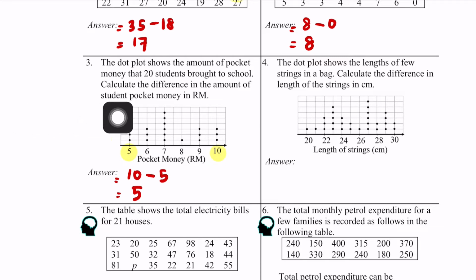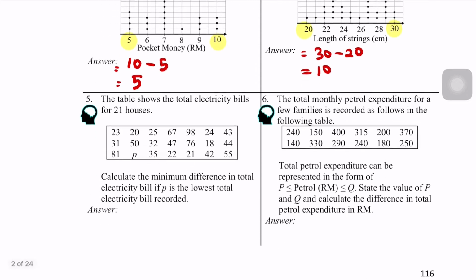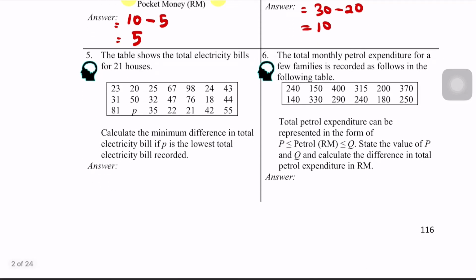Okay, same goes to number 4. The difference in length of the string in centimeters. The highest is 30 and the lowest is 20. So 30 minus 20 equals 10.